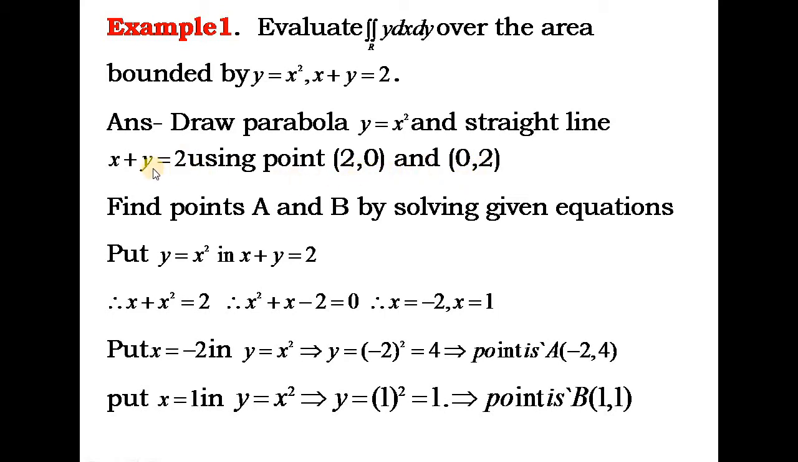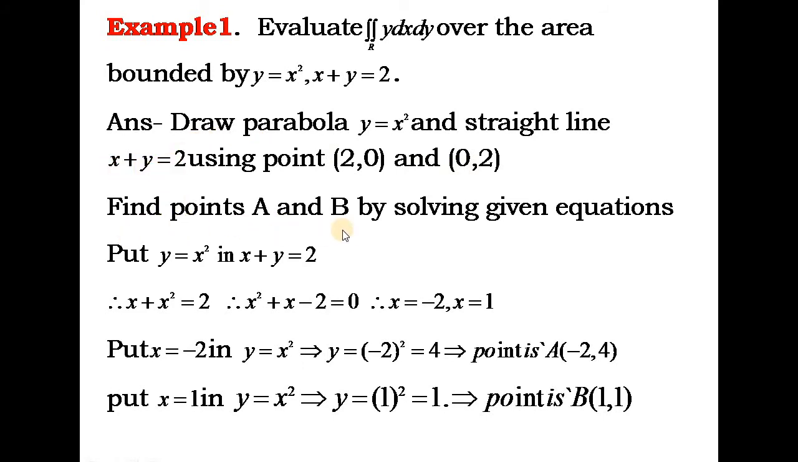How comes this point? In this equation, put x equal to 0, then y is 2. So point is 0, 2. Put y is 0, then x is 2, then point is 2, 0. Draw these 2 points and join these 2 points, then gives line x plus y equal to 2.